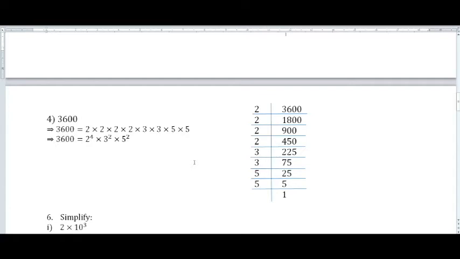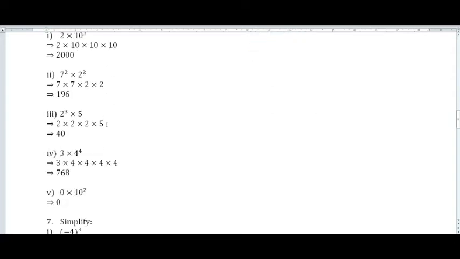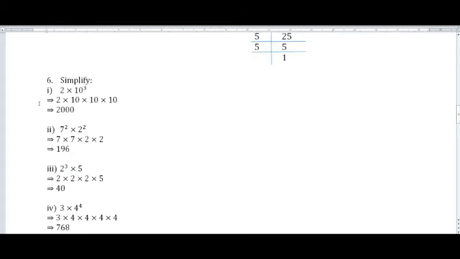Awesome. Now let's go to question number 6: simplify. That means we are going to simplify these numbers. Let's see how. 2 into 10 to the power 3: 10 to the power 3 means 10 into 10 into 10, and if we multiply with 2 the value will be 2000. 7 square into 2 square means 7 into 7, 2 into 2. If we multiply, 7 sevens are 49, 2 twos are 4, 4 49s are 196. Like that we will multiply it all.